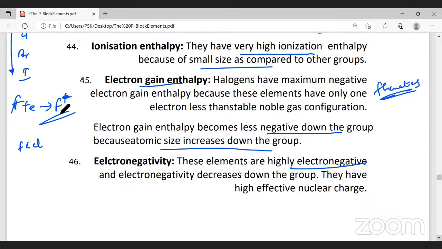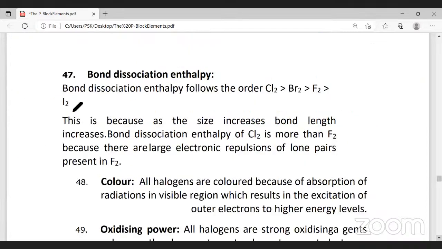Dissociation enthalpy. This you should remember for competitive exams. Bond dissociation enthalpy does not follow a general trend here. Bond dissociation enthalpy follows the trend: chlorine is greater than bromine, bromine is greater than fluorine, fluorine is greater than iodine.